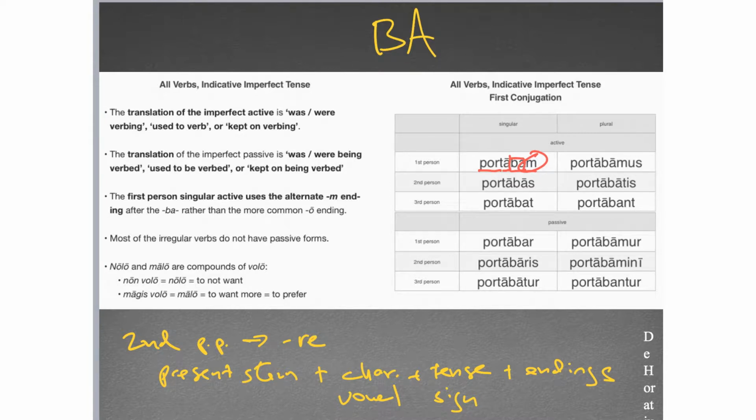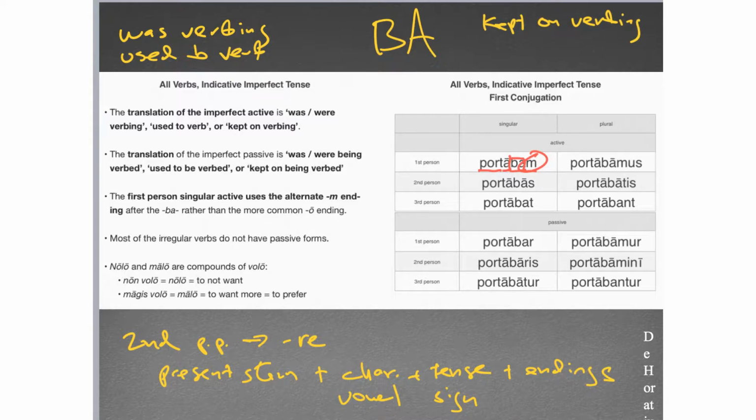From a translation standpoint, was verbing is the most common translation. Used to verb is one, and I'm running out of room, I'll go over here, and kept on verbing is the other. The imperfect refers to continuous action. Perfect in a grammatical sense means something very different from what it means in normal English. Perfect just means completed, and so the imperfect tense is an incomplete or not completed action.